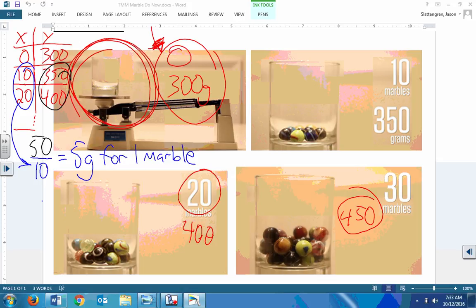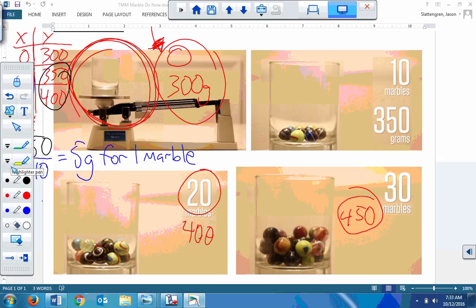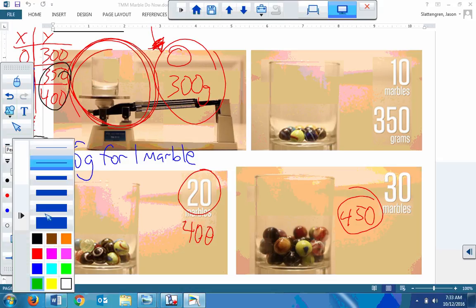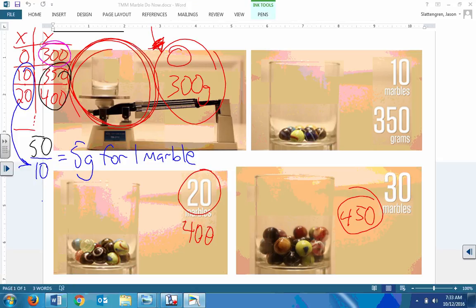And so then what is our equation, right? Our slope is 5. Our start value is this 300. And so our equation is y equals 5x plus 300. And so this would help us expand our pattern.